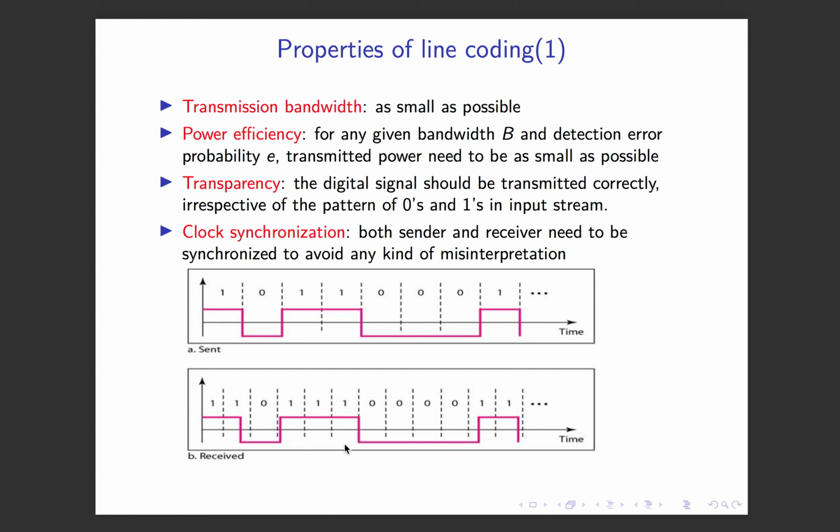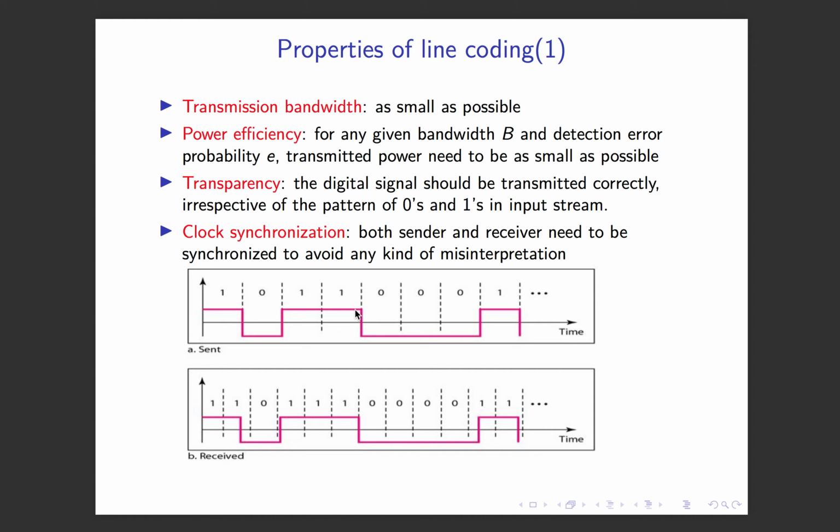And one of the most important features we have to ensure when designing a line coding scheme is clock synchronization. Because we can see here that, say, this is from the sender side, so this is the entire clock period, and here this represents 1 and this represents 0, then again this represents 1.